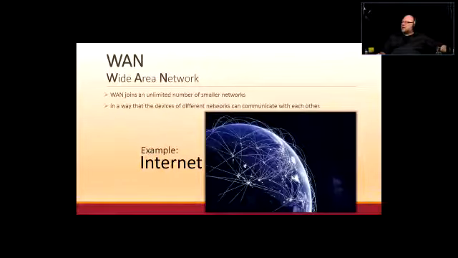All right, WAN. Let's take a look at WAN, Wide Area Network. WAN joins an unlimited number of smaller networks, unlimited number, in a way that devices of different networks can communicate with each other. All right. Well, the best example of a wide area network would be something that's called the internet. All right. So this is a wide area network.